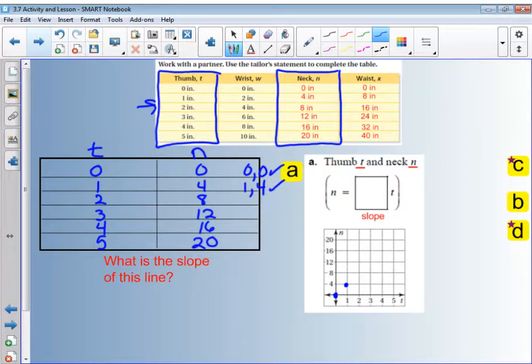Okay, so then our next one is 2, 8. So over to 2, up to 8. And you can see the pattern. Over to 3, up to 12. Over to 4, up to 16. And over to 5 and up to 20. So once again, we end up with a nice perfectly straight line if we were to connect those dots. So it is a direct variation.